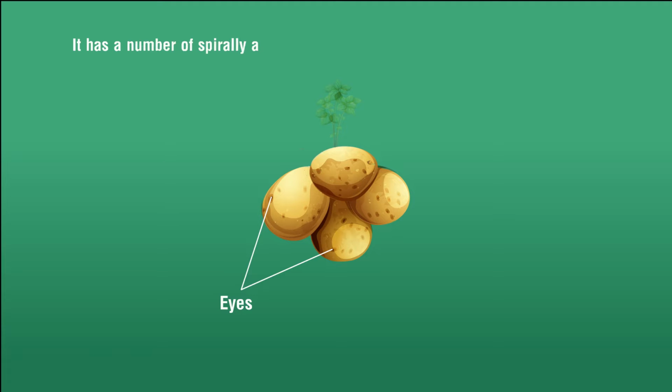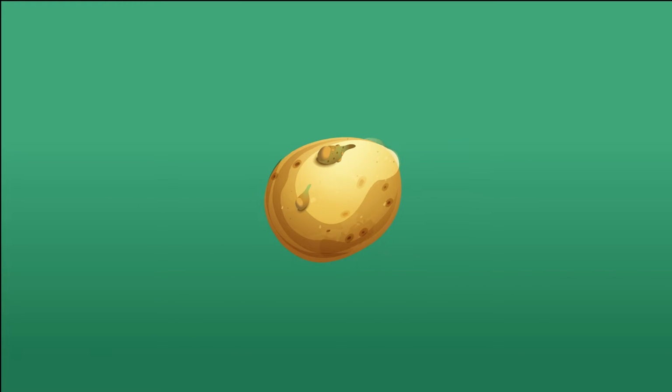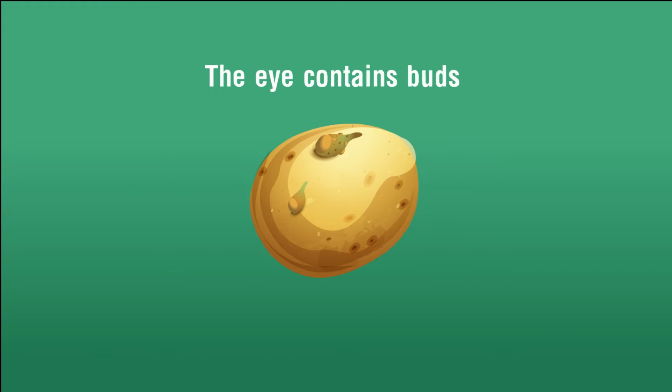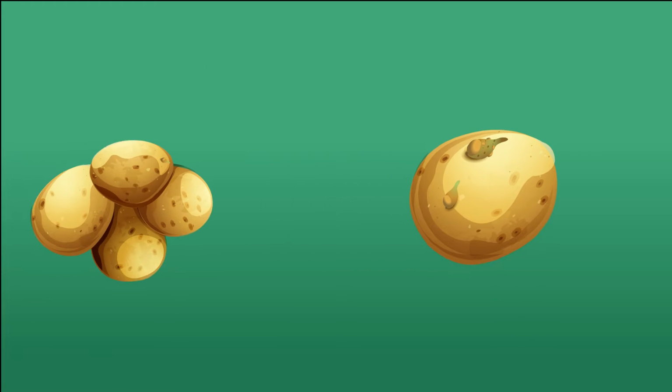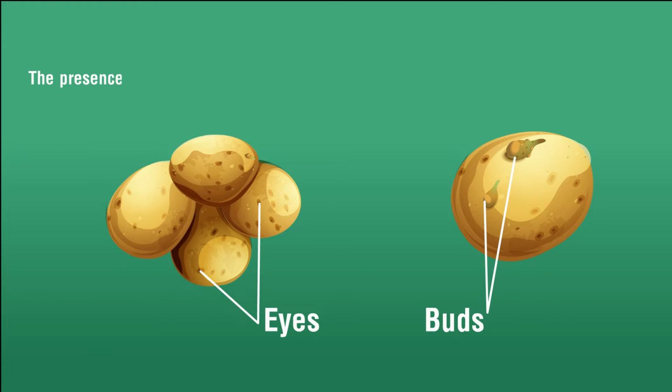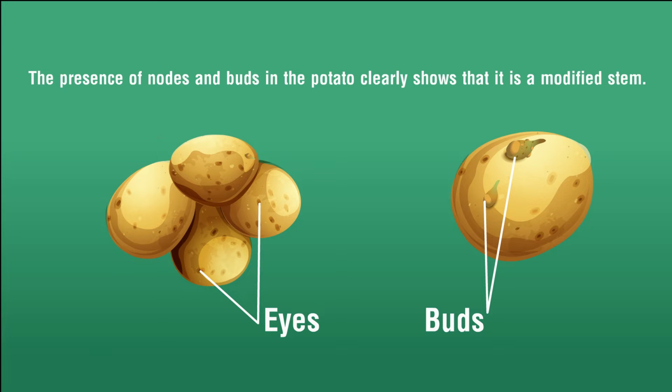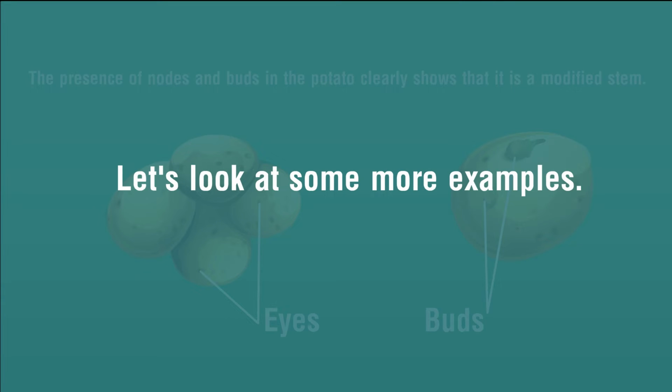It has a number of spirally arranged depressions called eyes representing nodes. The eye contains buds. The presence of nodes and buds in the potato clearly shows that it is a modified stem. Let's look at some other examples.